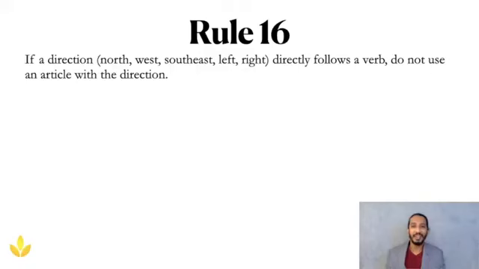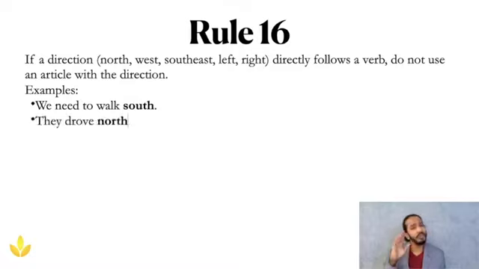Rule number 16. If a direction, such as north, west, southeast, left, right, is used and it directly follows a verb, you do not have to use an article with the direction. Let's look at some examples here. We need to walk south. When you say south, you don't need an article to suggest which way. We need to walk the south? South itself is specific, so it's a known direction.